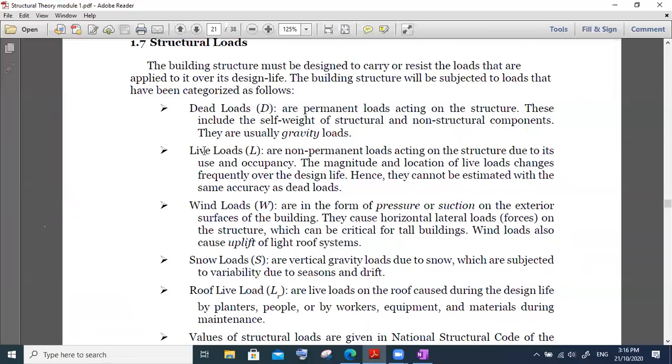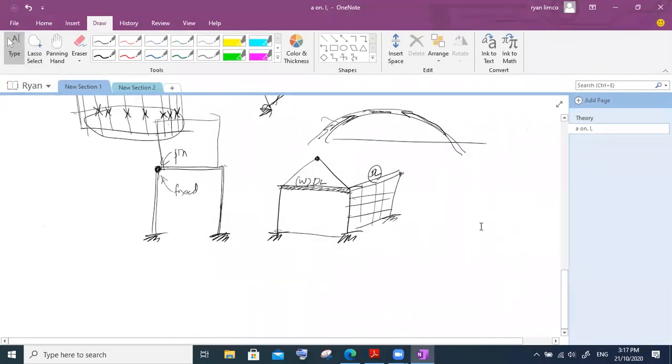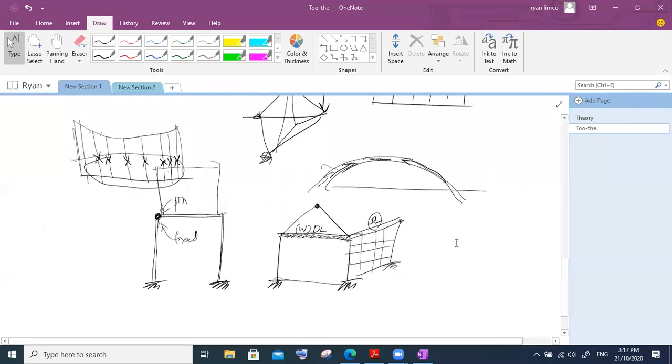When we say live load, they are non-permanent loads acting on the structure due to its use and occupancy. The magnitude and location of the live load changes frequently over the design life. Hence, they cannot be estimated with the same accuracy as the dead load. Sa dead load kasi, kapag ganito yung material, alam natin gaano to kabigat, ano yung unit weight ng material na to. Pero sa live load, hindi. So, titingin lang tayo sa figure, ano yung gamit nito nung part na to. And doon natin makukuha yung value ng live load natin.